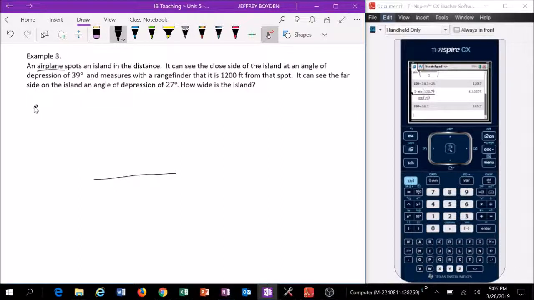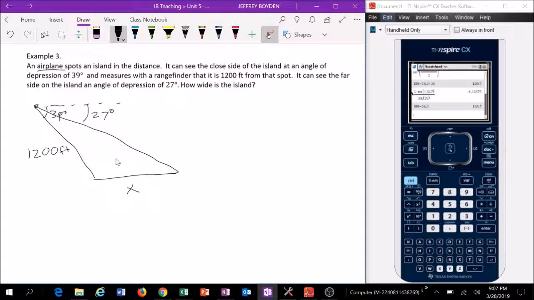I'm going to put my airplane up here because it's spotting it off in the distance. It sees the close side of the island at an angle of depression, remember that's in reference to horizontal, of 39 degrees, and measures with the rangefinder, it's 1,200 feet from that spot. It can see the far side of the island at an angle of depression of 27 degrees. How wide is the island?